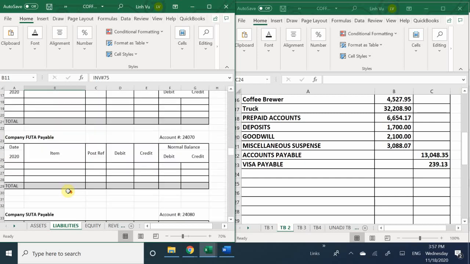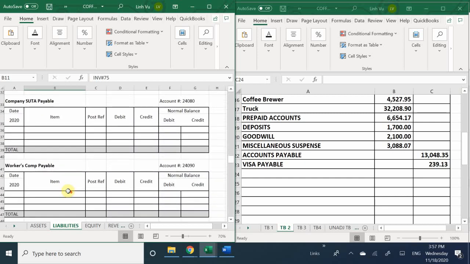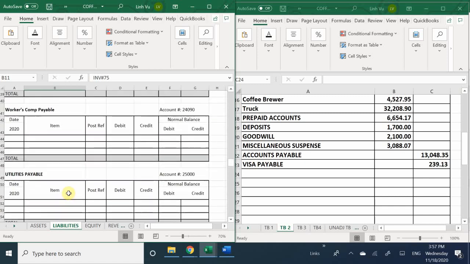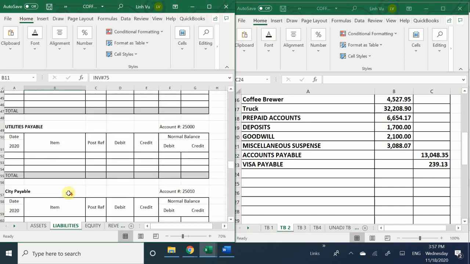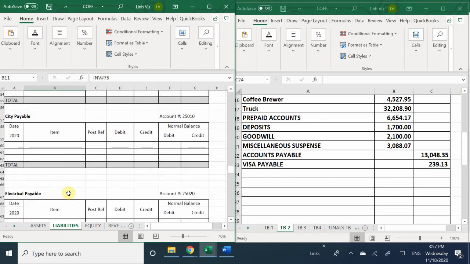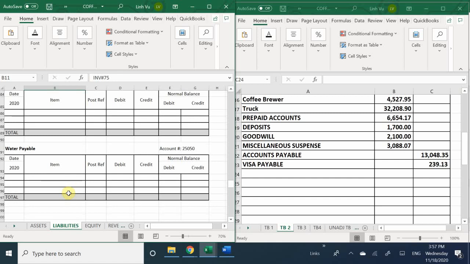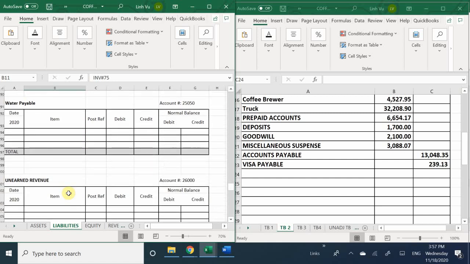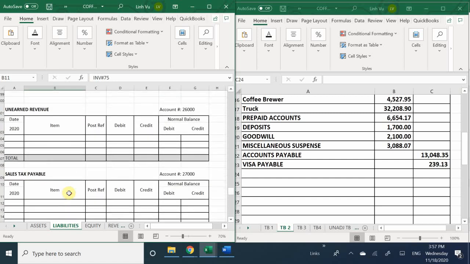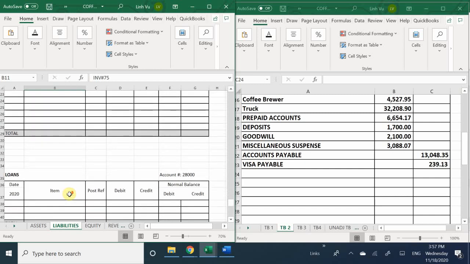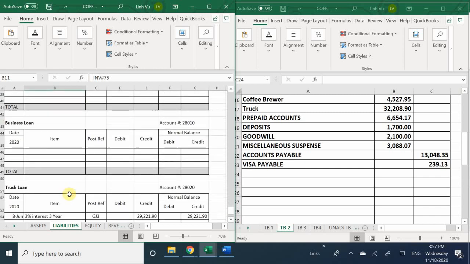Did we have any payroll liabilities? No, we don't. We haven't started our payroll yet. Do we have any utilities payable? Not yet. Do we have any unearned revenue? We haven't made a sale yet, so no, we don't have that. Any sales tax payable? We haven't opened our store yet. Okay, and then what about loans?